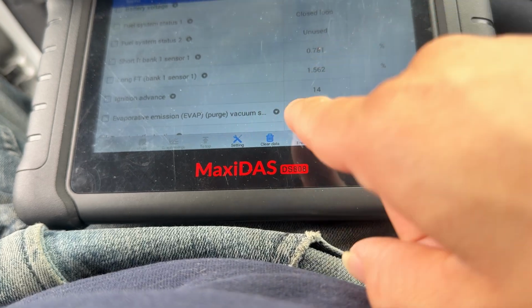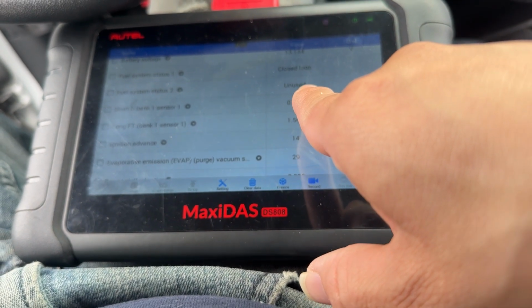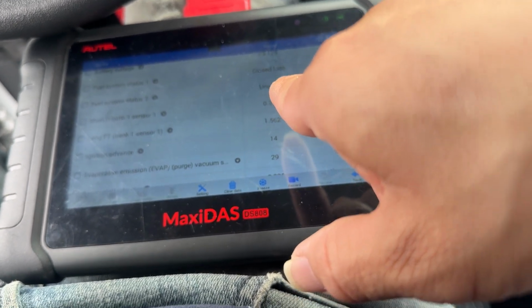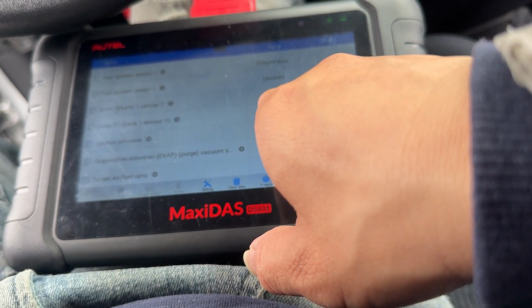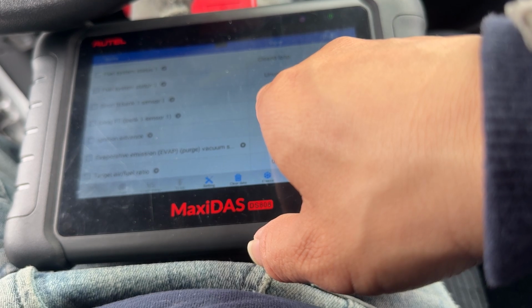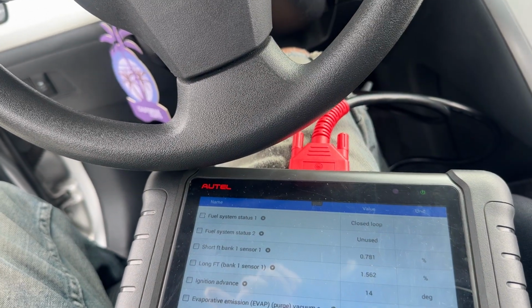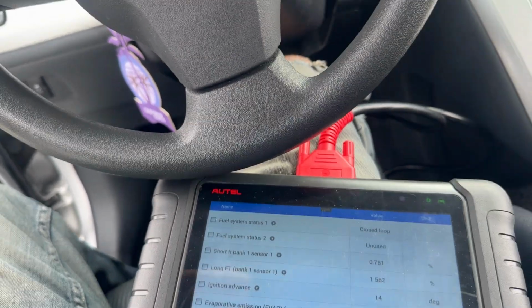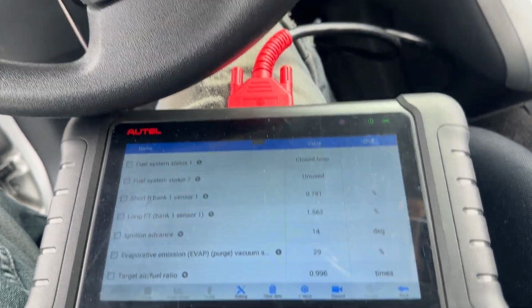But let's just say I see long-term 15% or something. I'm like, oh, this car, the computer's trying to compensate a lot of fuel for it to run right. And the short-term and the long-term: every time it reaches a certain threshold for the short-term, it dumps that to the long-term, and the short-term goes back to 0. It keeps on doing that and dumps it over to the long-term until it maxes out on both scales, and then there's no more to compensate.